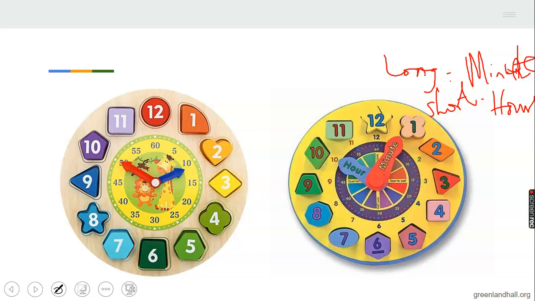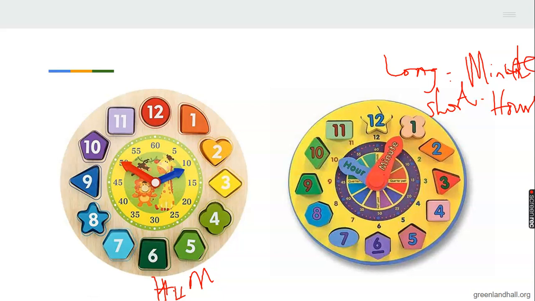Sometimes we write hour first, and then we write the minute later on. Okay? So whatever the short hand is facing, that's the hour hand. You just write the number there, four. And then we now come to the minute. Whatever the short hand is facing, that's the hour. Then whatever the minute hand is facing, that's the minute.